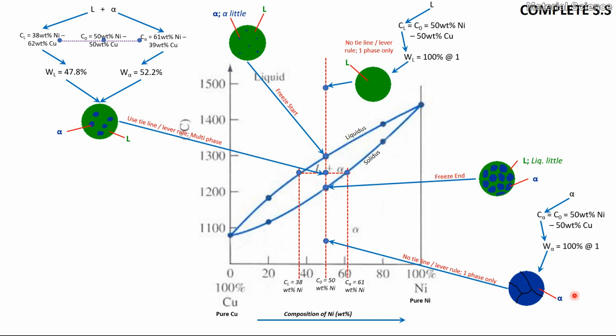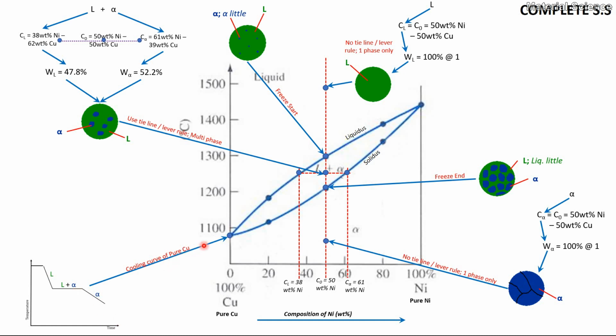How about the cooling curve? Okay, first, this point. As we know, this point is pure copper, that is 100% copper. That is a pure metal. So the cooling curve for a pure metal is this one. The cooling curve graph is temperature versus time. It is not the same as this diagram, which is temperature versus composition.